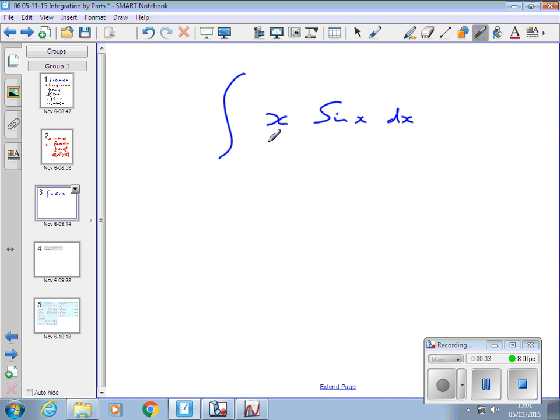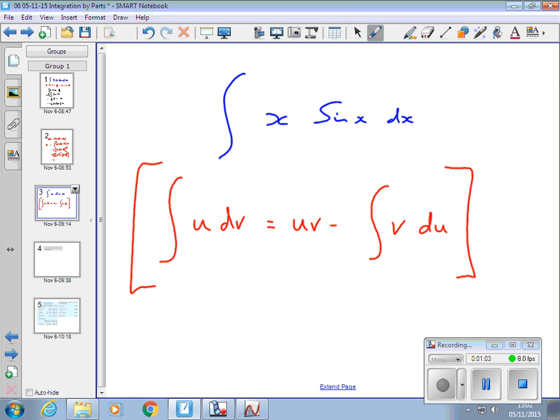I've got two functions multiplied together. So x times by the sine of x. And there is a rule that we use which is derived from the product rule in differentiation. And it looks like this. And you've got it on your integration techniques handout. That is the rule that we're going to apply in this situation. So just make a note of it and then I'll talk you through what it means.